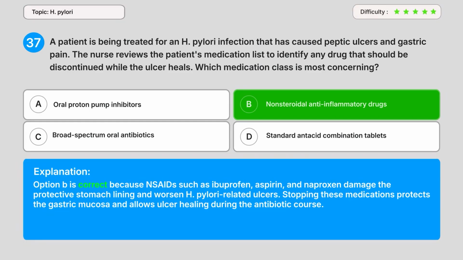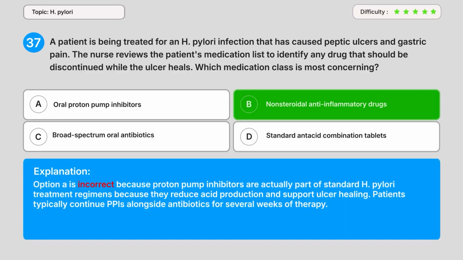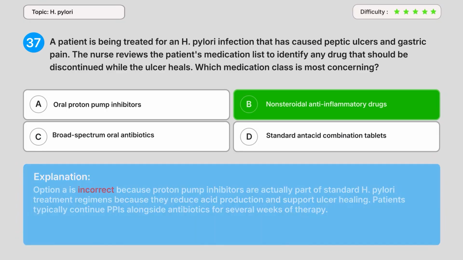NSAIDs such as ibuprofen, aspirin, and naproxen damage the protective stomach lining and worsen H. pylori-related ulcers. Stopping these medications protects the gastric mucosa and allows ulcer healing during the antibiotic course. Option A is incorrect because proton pump inhibitors are actually part of standard H. pylori treatment regimens because they reduce acid production and support ulcer healing. Patients typically continue PPIs alongside antibiotics for several weeks of therapy.